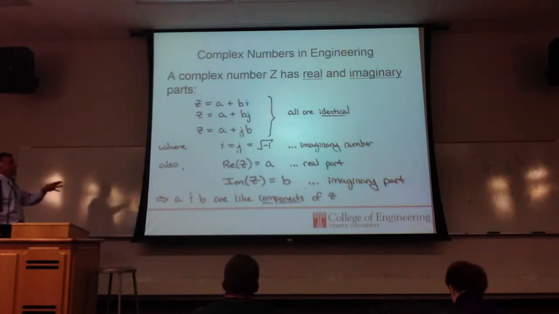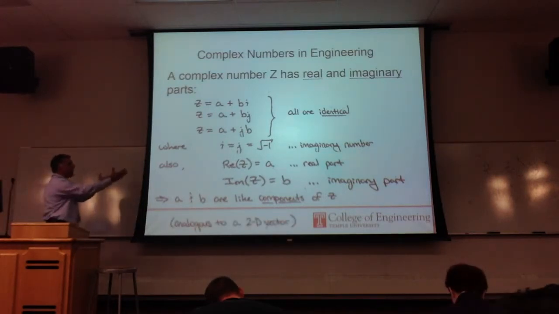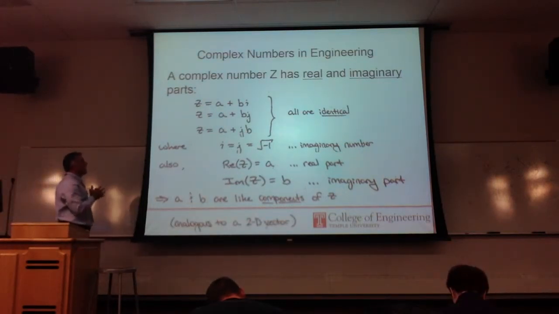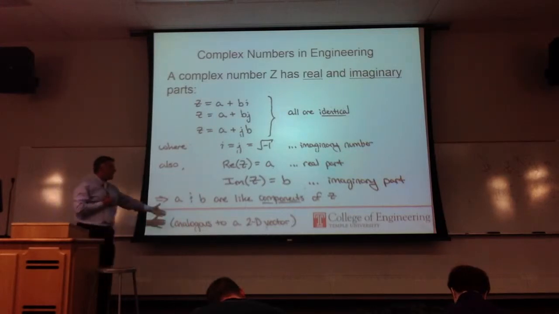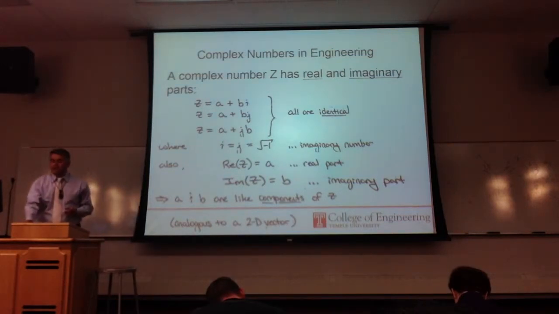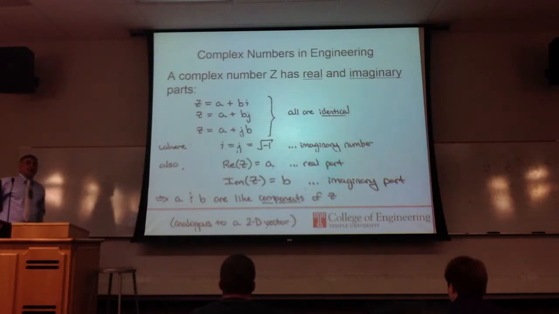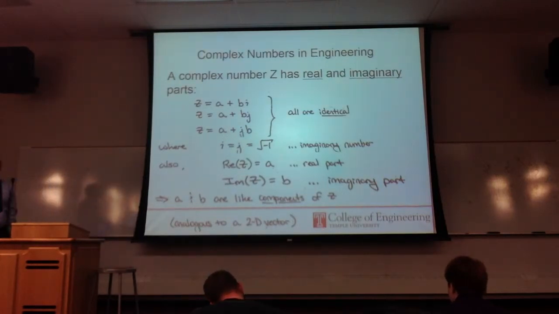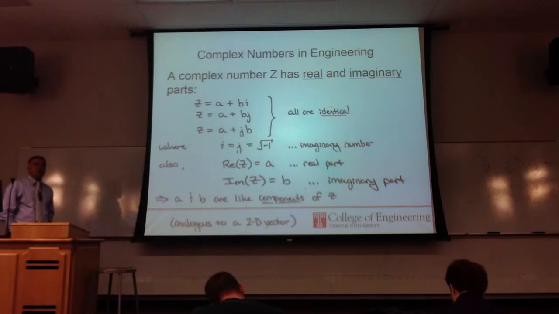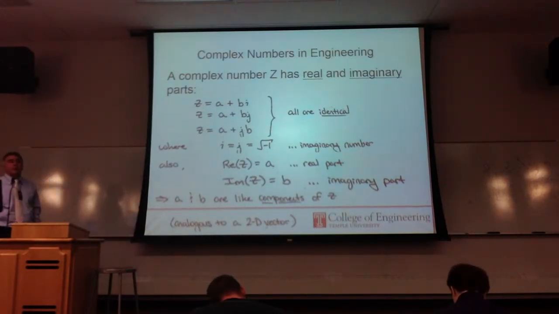So if A and B are components of Z, then we can say that Z is equal to A plus BJ, which is analogous to a two-dimensional vector. So it's describing a two-dimensional vector for me. All right. Hopefully I've confused you enough. So the time has come to do an example.